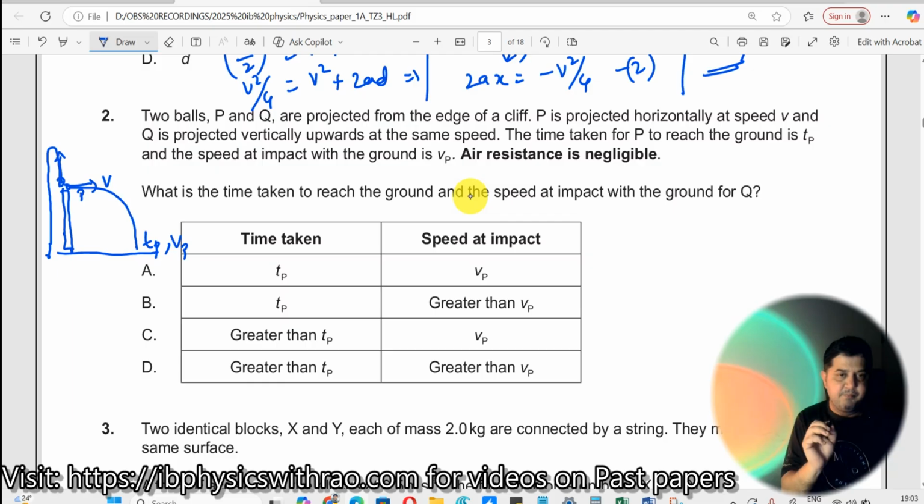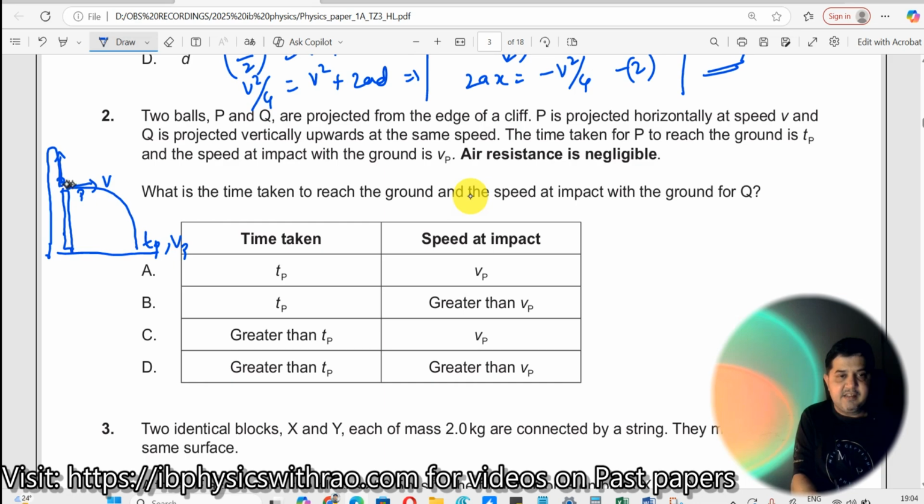That's the question. Logically speaking, we definitely know this will take a longer time to go to the top and again come back. But we need to prove it logically. So how do we prove this? We can apply the equations of motion.